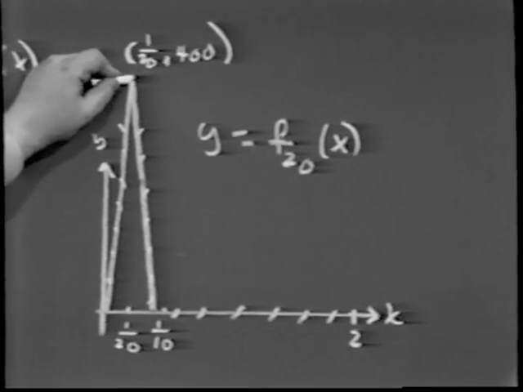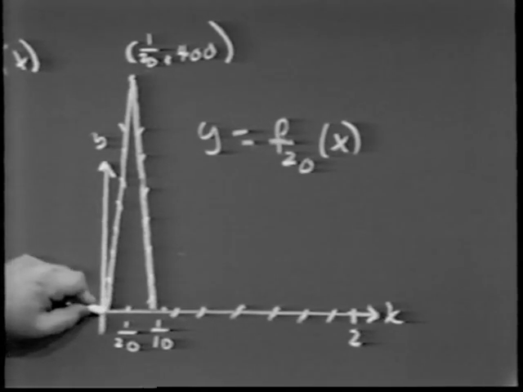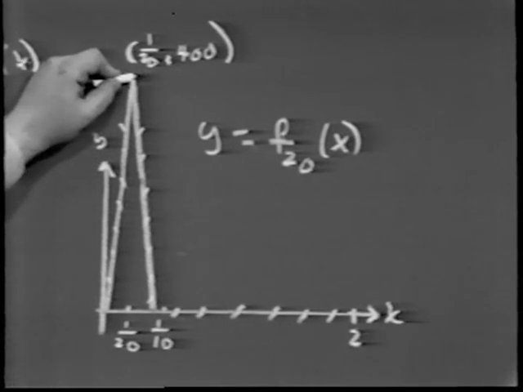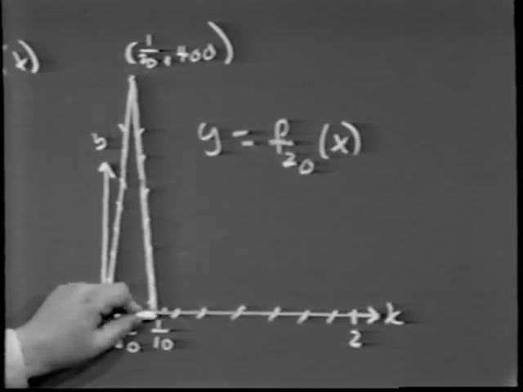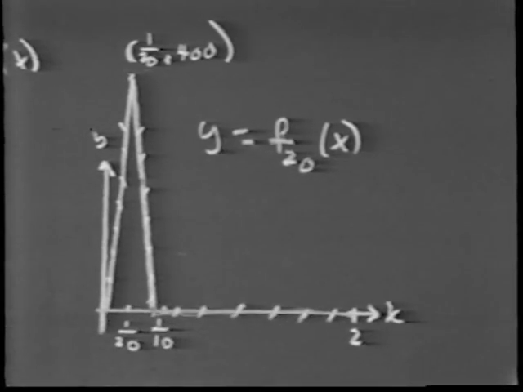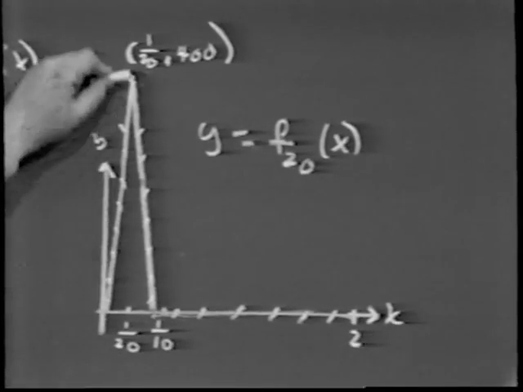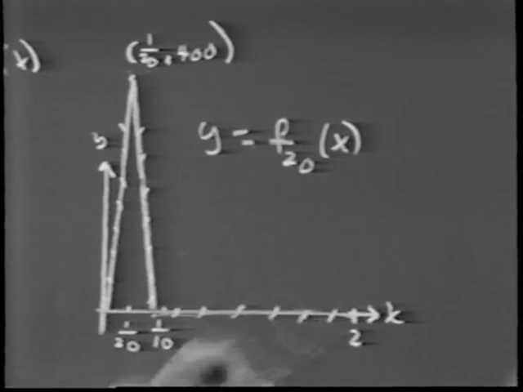And I obviously haven't drawn this to scale, but you now do what? Draw the straight line that goes from the origin to this point. Then from this point, you draw the straight line that comes back to the x-axis, hitting it at x equals 1/10, and then you come across the x-axis all the way to x equals 2. This would be the graph of y equals f sub 20 of x.